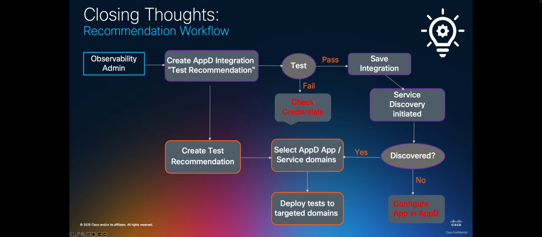Sorry. If anything fails, whether it's the initial test, it's usually something to do with credentials. When you're initializing it in the beginning, you're going to test it out. You're going to save that integration. A bunch of services will start getting initiated and discovered. And then once everything's connected, that's where you're going to start using those tests from the AppDynamics side.